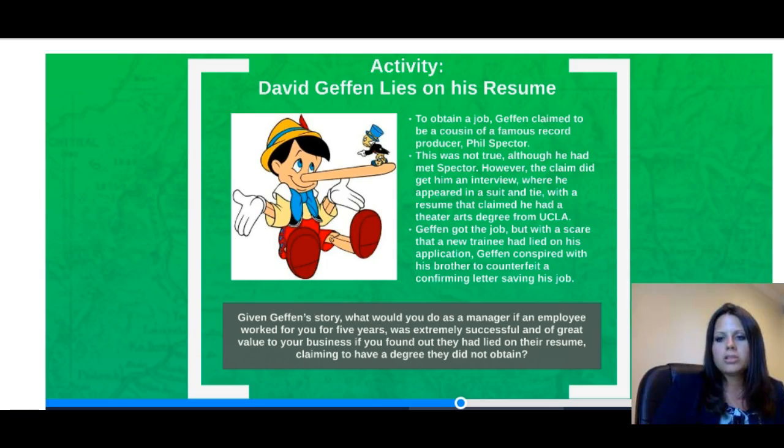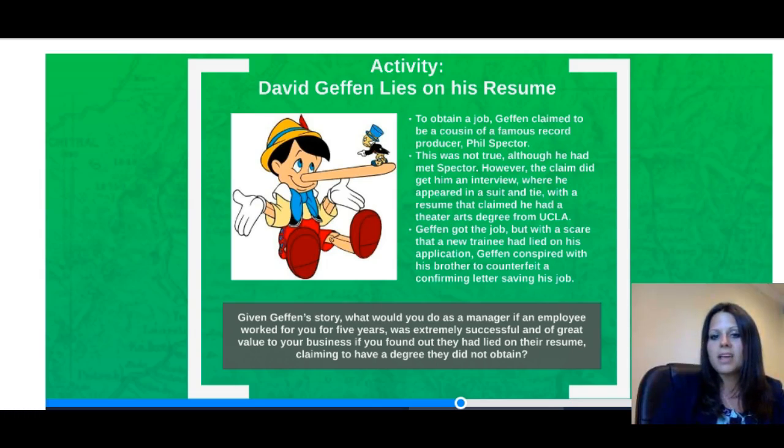Because of that, I like to share this example of David Geffen. He was trying to get a job, and he claimed to be the cousin of a famous record producer, Phil Spector. Of course, this wasn't true. Although he'd met him, the claim did get him an interview. So he appears in a suit and tie, which you should always do, and he has a resume that claims he has a degree from UCLA. He gets the job, but with a scare from a new trainee later on that had lied on their application, he decides to conspire.